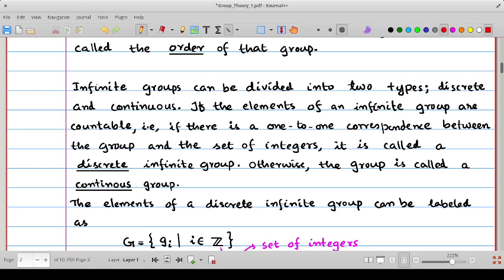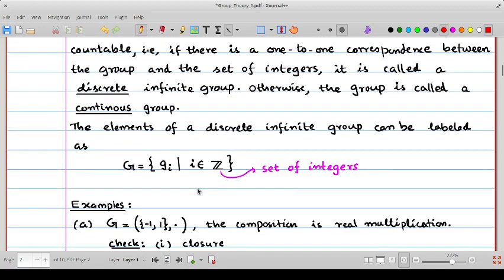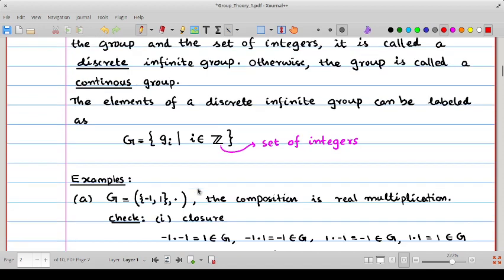If it is not a discrete group, then the group is called a continuous group, in which case there will not be a one-to-one correspondence between the set of elements of the group and the set of integers. The elements of a discrete infinite group can be labeled in the following way. We write it as G_i, where i is an integer.